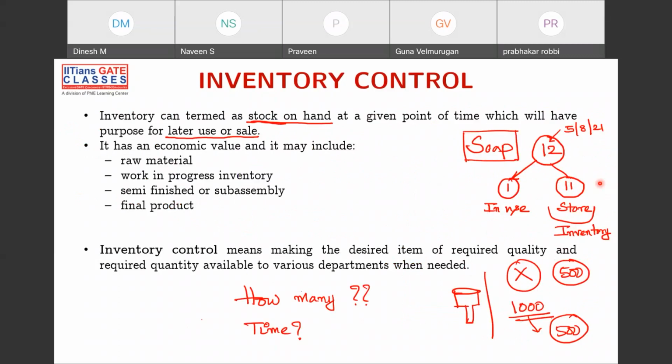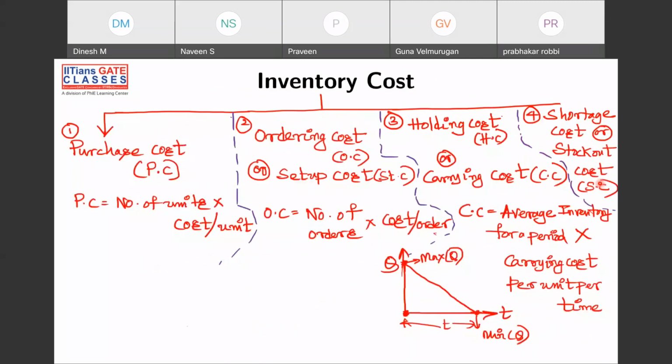If you're minimizing the cost, what do you have to do? You have to know what are all the costs associated with the inventory. So as you're seeing, these are the four different costs, 1, 2, 3, 4. These four different costs are associated with inventory control. What is the first cost? If you see, the first cost is purchase cost.